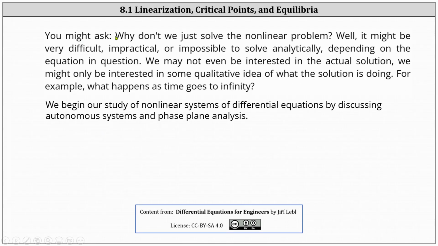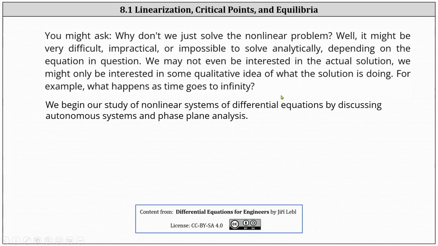You might ask, why don't we just solve the nonlinear problem? Well, it might be very difficult, impractical, or impossible to solve analytically, depending on the equation in question. We may not even be interested in the actual solution. We might only be interested in some qualitative idea of what the solution is doing, for example, what happens as time goes to infinity.